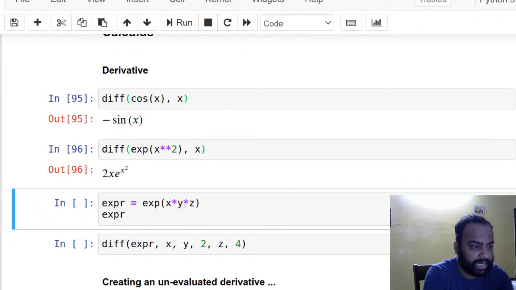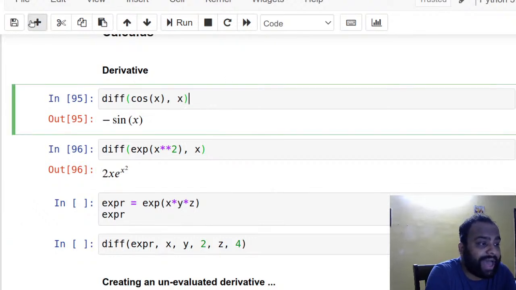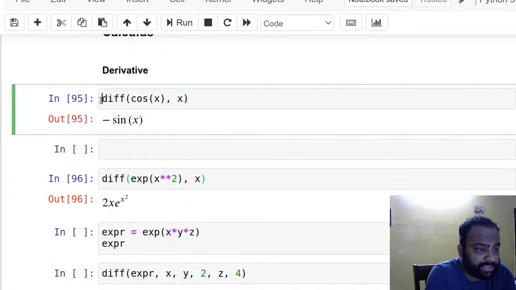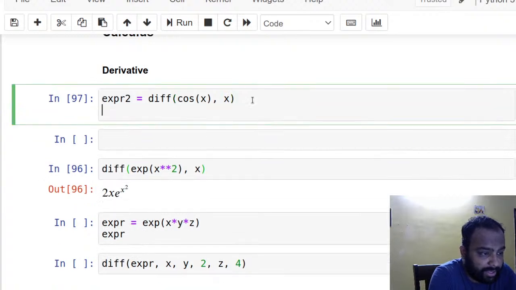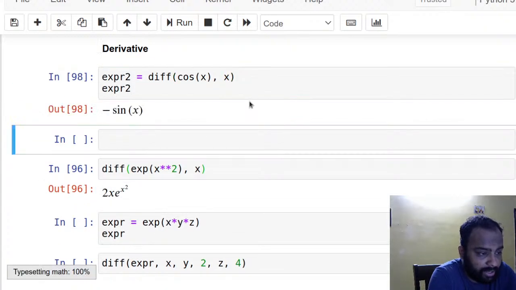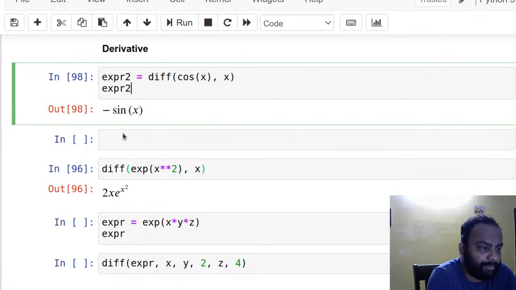I think you got this, right? And again, just one more thing: if you want to evaluate this at a certain point, say this is expression 2, and you want to evaluate the result at a certain point, you can always do that.